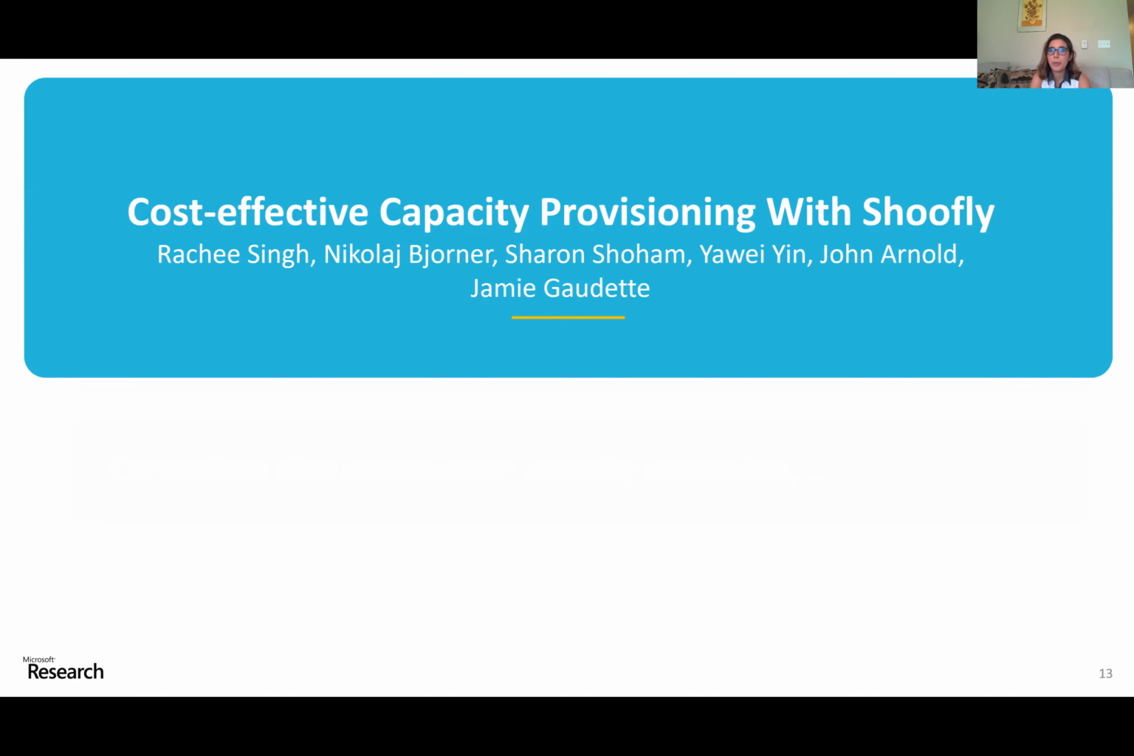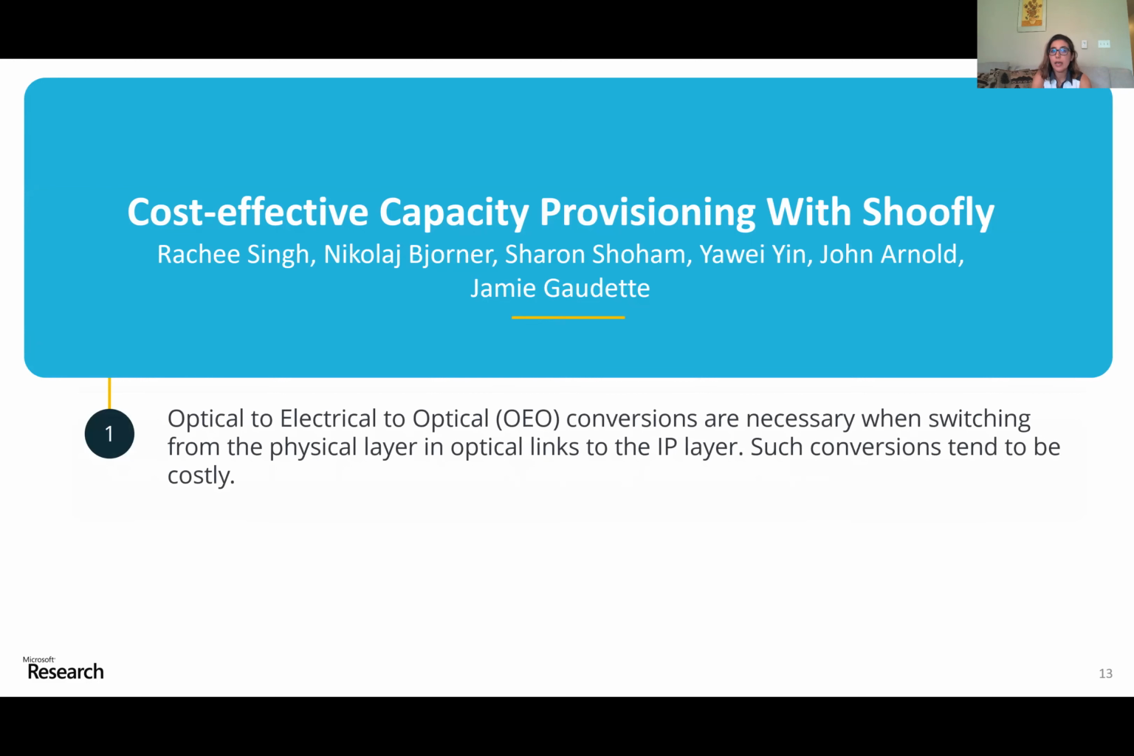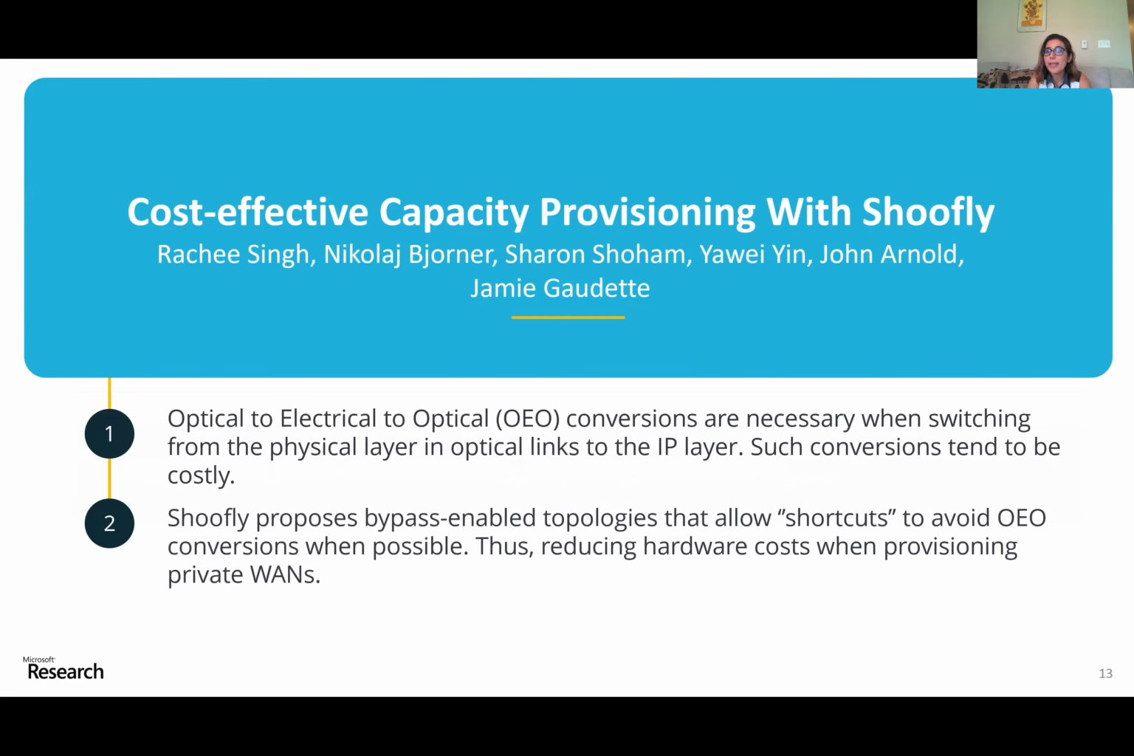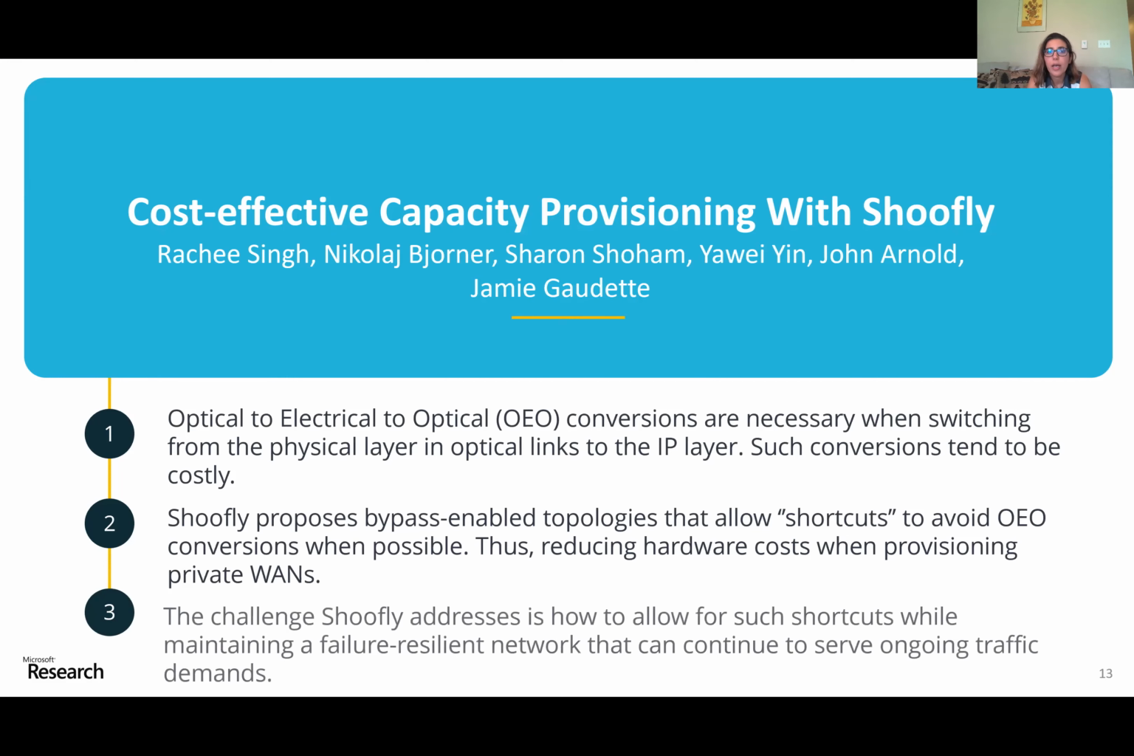So first, we're going to see a paper on cost-effective capacity provisioning with SHU-FLY. And what SHU-FLY does is it observes that the optical to electrical to optical, or OEO, conversions that we do in these wide area networks are typically not always necessary. And so they propose bypassing or bypass-enabled topologies that allow shortcuts to avoid these OEO conversions when possible. And by doing that, they reduce the hardware costs when provisioning these private wide area networks. The challenge that SHU-FLY addresses is how to allow for such shortcuts while maintaining a failure-resilient network that can continue to serve ongoing traffic demands.